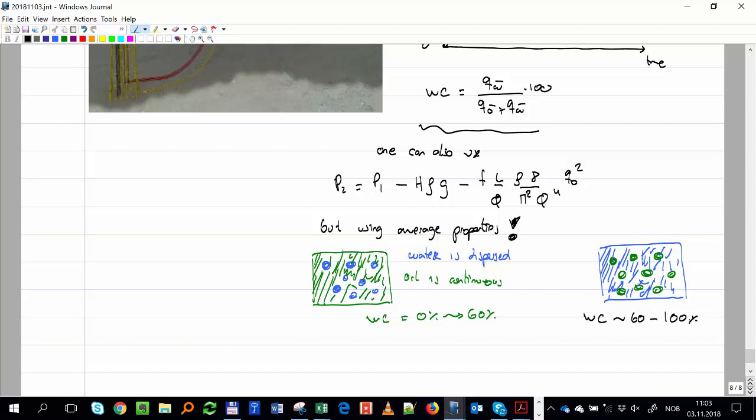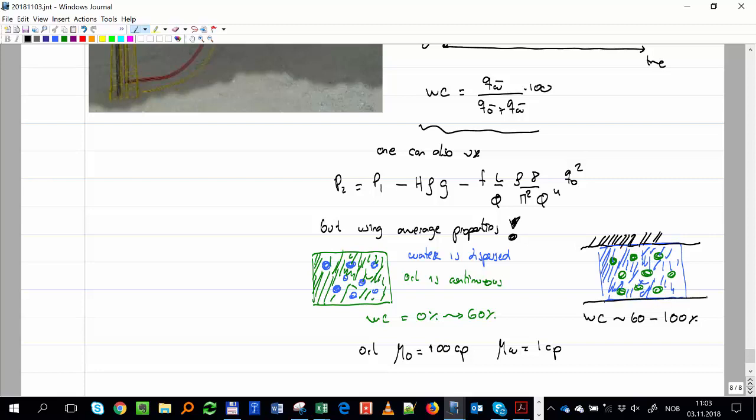Which one do you think is better for transport, has less pressure drop? Let's say that the oil has a viscosity of 100 centipoise and water has a viscosity of 1 centipoise. Which one is better? Second one. Why? Because the water is wetting the walls, right? And the friction happens with the walls.